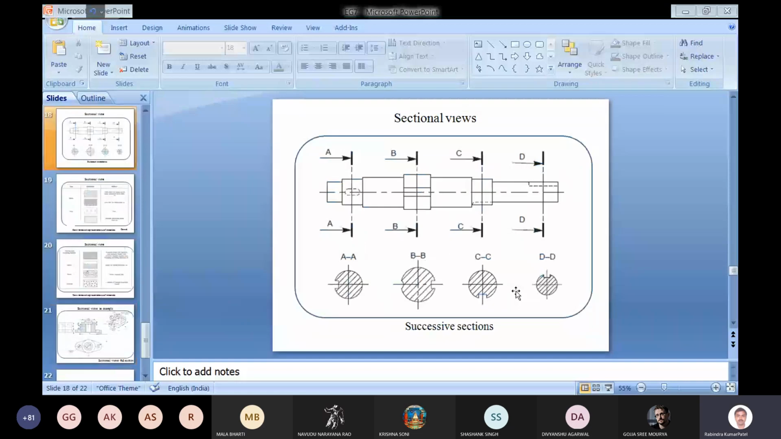There are successive sections. If a single part has different sections, we can mark the cutting plane lines at different locations and draw the sections below at different locations, identified by letters A, B, B, C, C, D, D, like that.